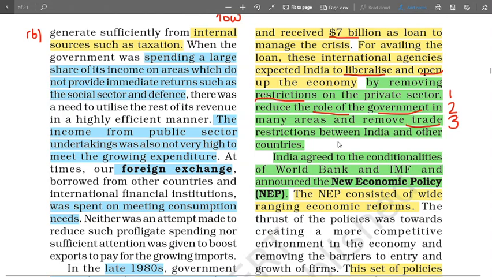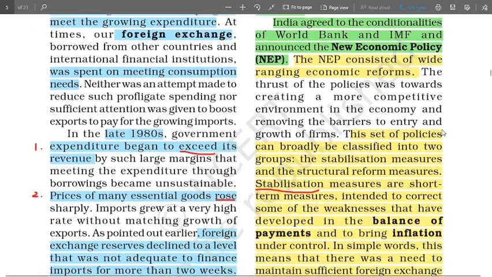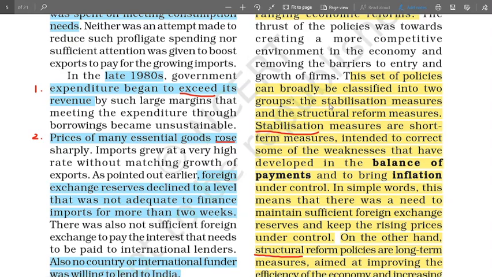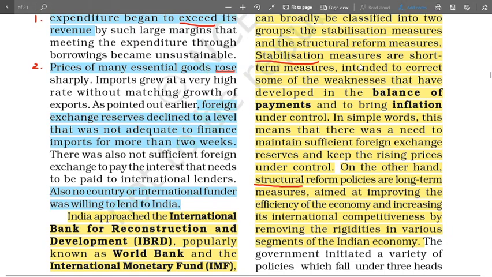But we understand that these were forced on Indian governments to adopt because we were in a big crisis. So now let's look at the conditions put forth by these international institutions that we need to address. The number one is the stabilization measures, and the second is the structural reform measures. To adopt economic reforms as advised by these international financial institutions, we have to adopt a two-pronged approach: stabilization measures and structural reform measures.